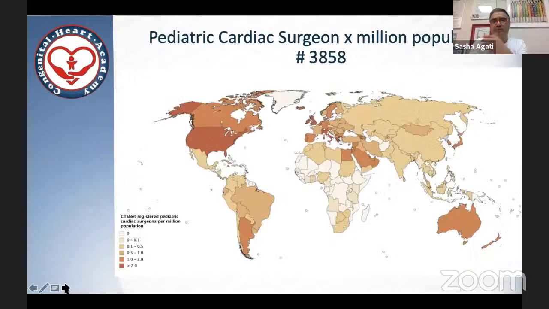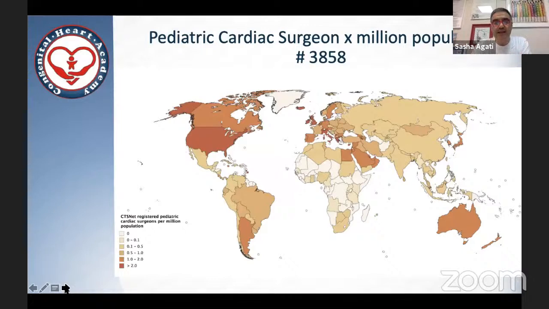And here we go. If we look again at the distribution all over the world, of course this data comes from CTSNet, so mostly colleagues that are registered or that have access to internet, and of course they are registered with CTSNet, that is our network for cardiothoracic surgeons.